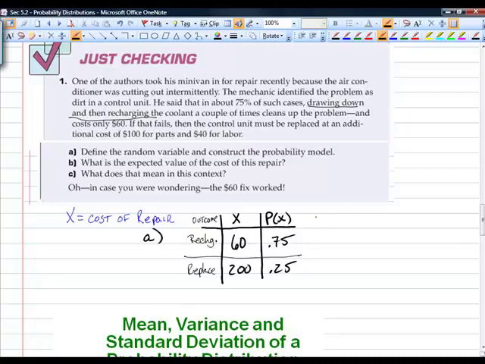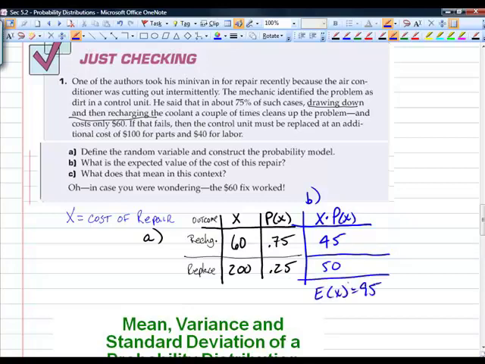Part B says what is the expected value? Well, in order to answer part B, I need that column x times p of x. And this is going to answer part B. So 0.75 times 60, and 0.25 times 200. So what is the expected value? $95. That's the expected value.